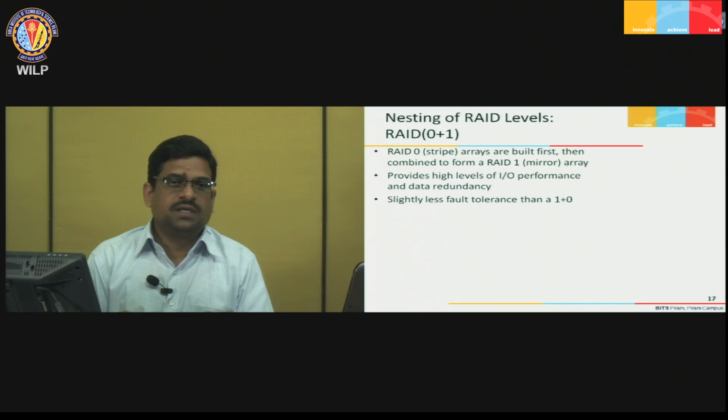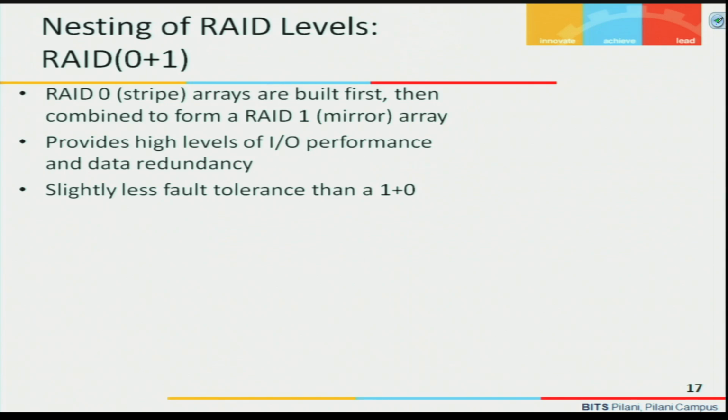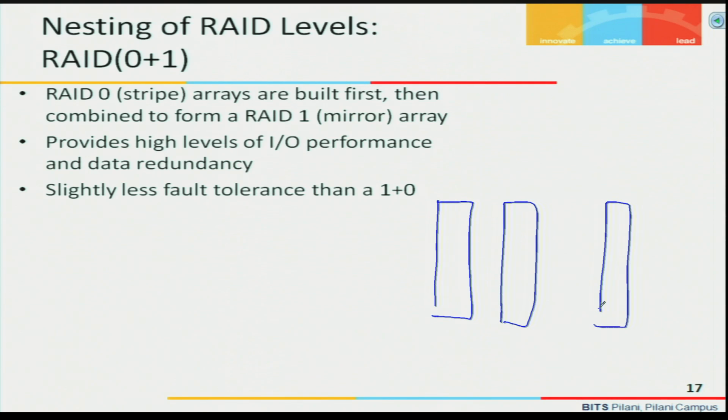In 0 plus 1, first do the striping and then do the mirroring. So, for striping, again the minimum number of disks required here is 4, 2 on one side and 2 on the other side, and then do the striping, that is common in all RAID levels. Striping is common in all RAID, whatever RAID level it is, data is striped across the disks for parallel accessing.